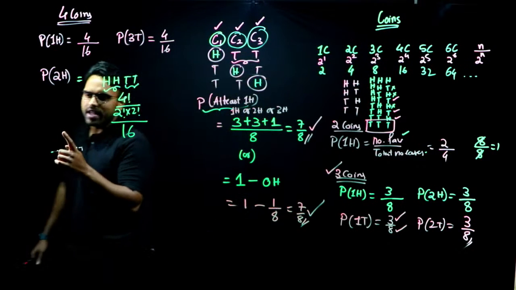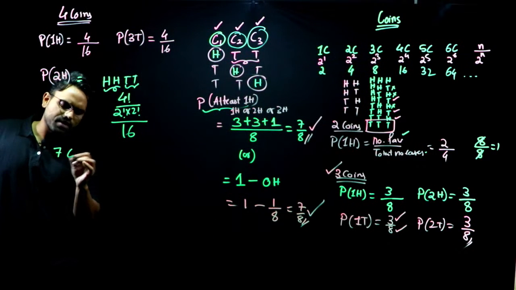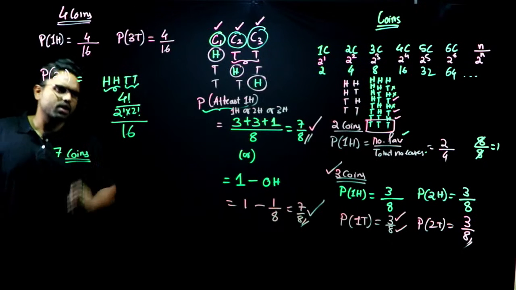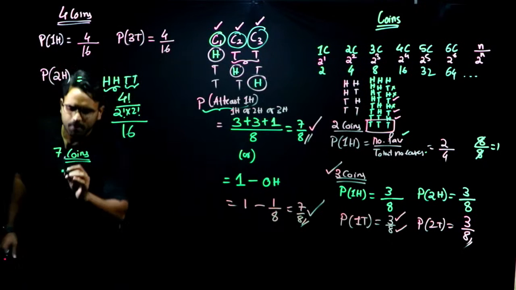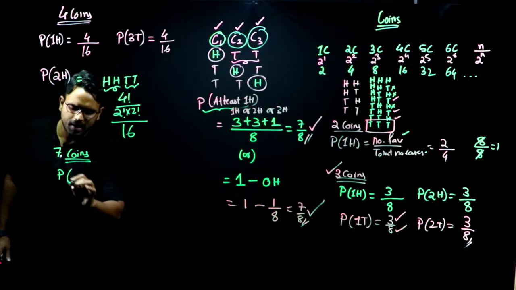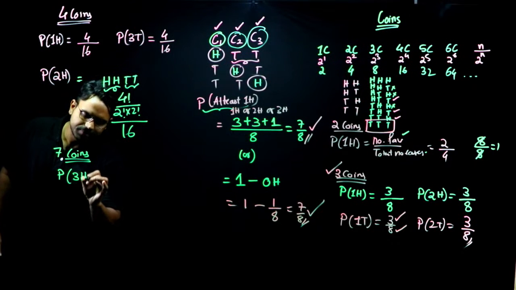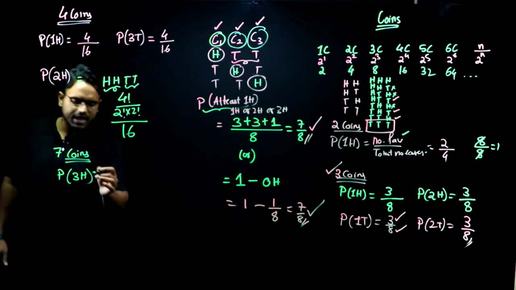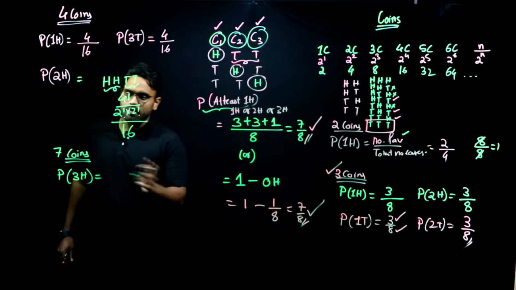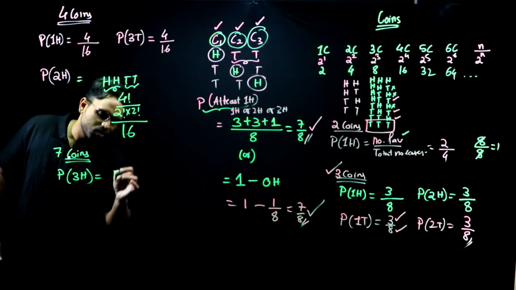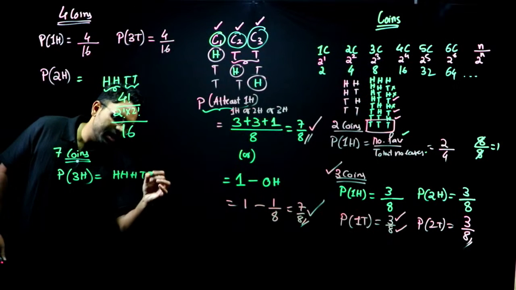Now if I move a little bit further, I give you 7 coins, guys. Now I ask you, what is the probability of getting 3 heads, or 3 tails, or whatever, 3 heads? Whenever you do not understand the case, what are you supposed to do? Write it down: head, head, head. Next, tail, tail, tail, tail.